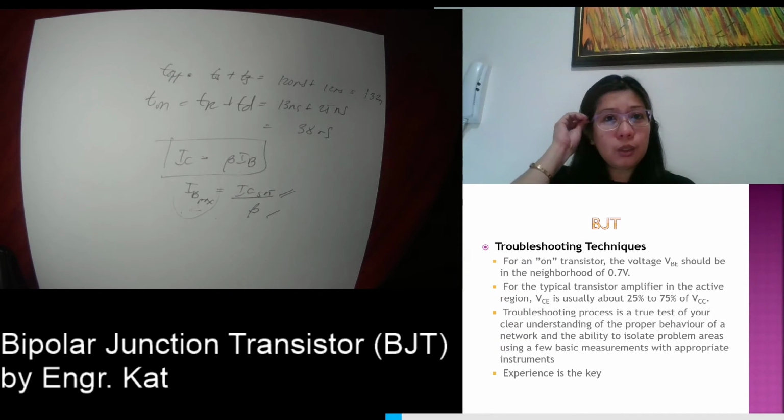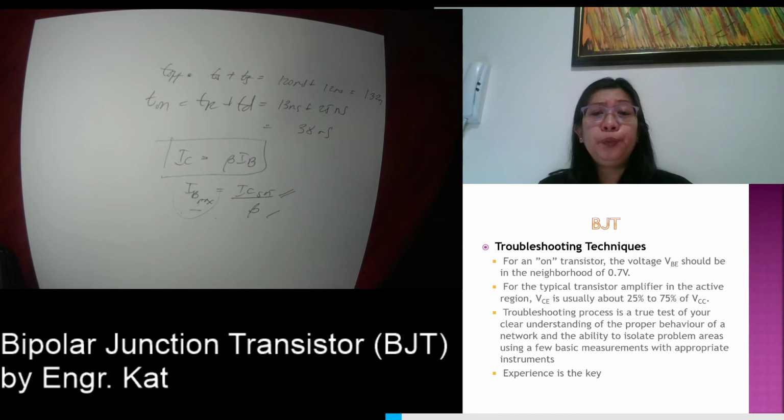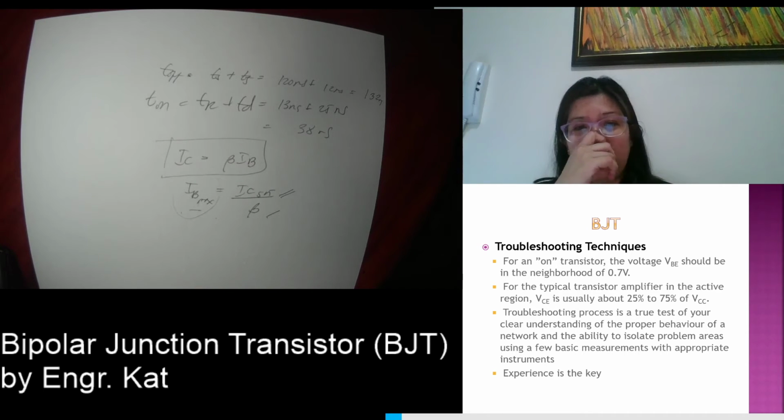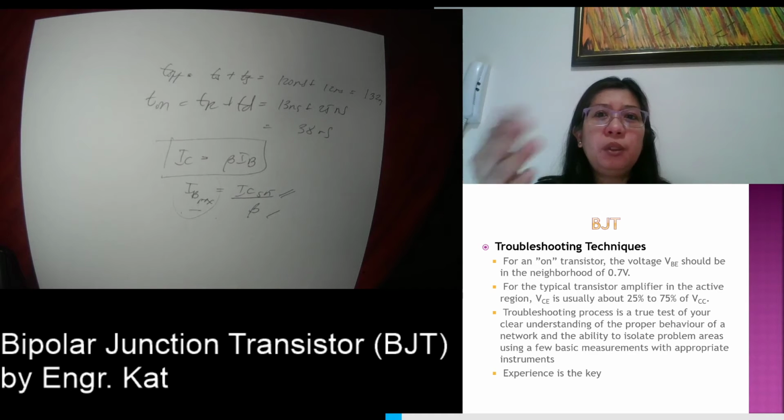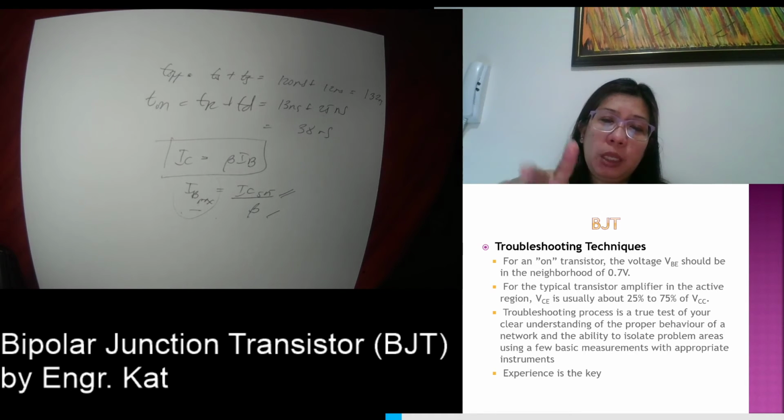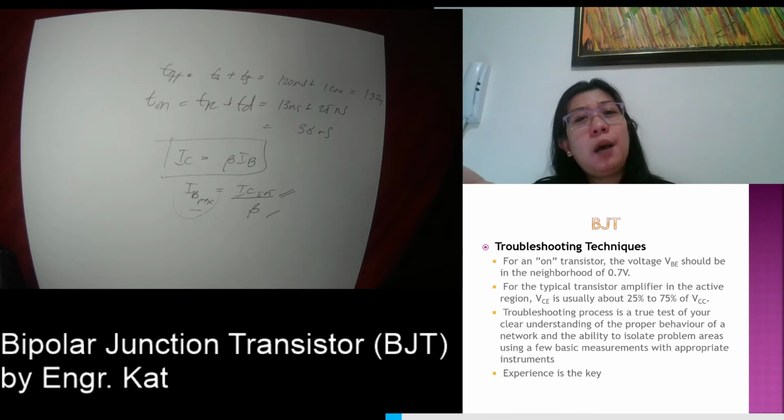Troubleshooting techniques. So when you're at the laboratory and your circuit is not quite functioning well, how would you know if you have correct data when you're performing these experiments? These troubleshooting techniques might help you. Okay, so it is said that for an on transistor, when your transistor is turned on, the voltage VBE, when you place your voltmeter across the base and the emitter terminal, you should read a voltage within the neighborhood of 0.7. So not exactly equal to 0.7 but nearing 0.7.